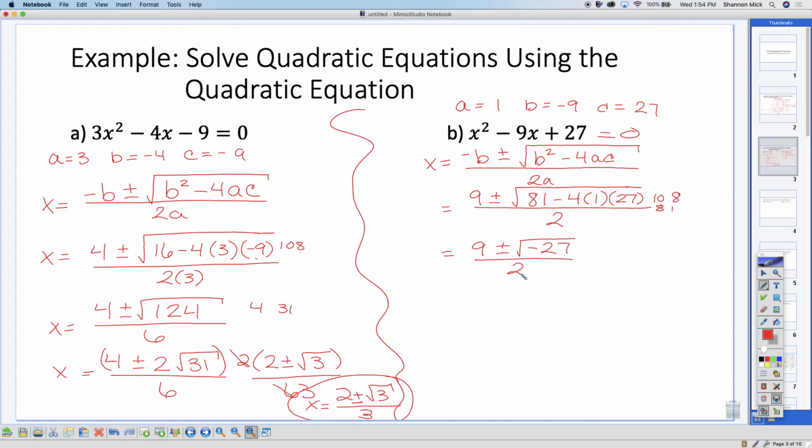Everyone good till there? Yeah. Okay. So 27 is 9 square root of 3, or 9 and 3. It'll be 3 times... We can do... So it's 9 plus or minus 3 square root of 3 over 2.